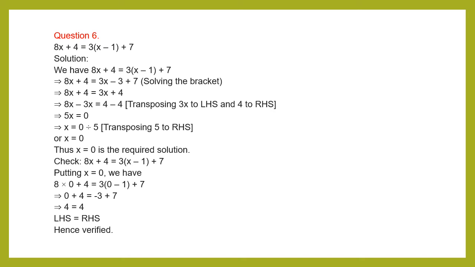From 1, 0 goes, so we'll get 1 itself. 1 is the greater term, it has minus sign, so minus 1. 3 into minus 1 means plus into minus is minus, 3 ones are 3. So minus 3 is the answer, plus 7. Minus 3 plus 7. 0 plus 4 equals minus 3 plus 7. 4 plus 0 means 4 itself. Plus and minus sign is there, so we need to subtract. From 7, 3 goes, so we'll get 4. The greater term has positive sign, so plus 4.